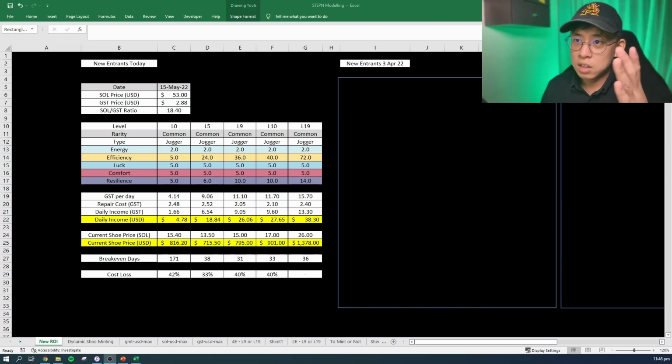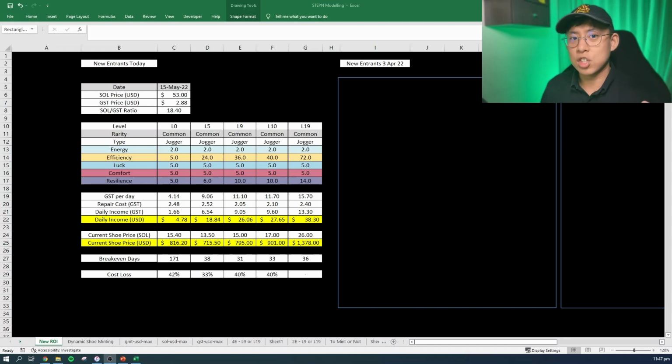As mentioned, these are the assumptions that I'll be going for. The shoes will be at level 0, level 5, level 9, level 10, and level 19 respectively. I'll be using a common jogger with 2.0 energy every day. And I've just put in the average stats of the shoes here for assumption purposes.